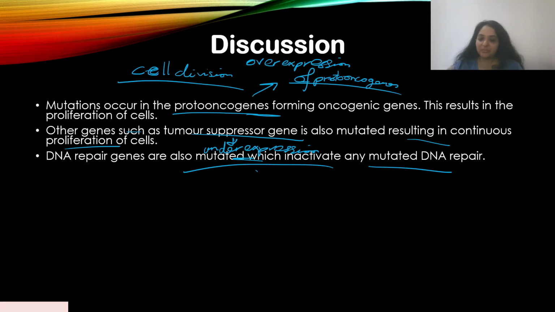Okay, so when DNA repair genes are mutated, what do they do? They don't repair, they're not able to repair any DNA. So that also gets carried over to the next generation, to the daughter cells, right?